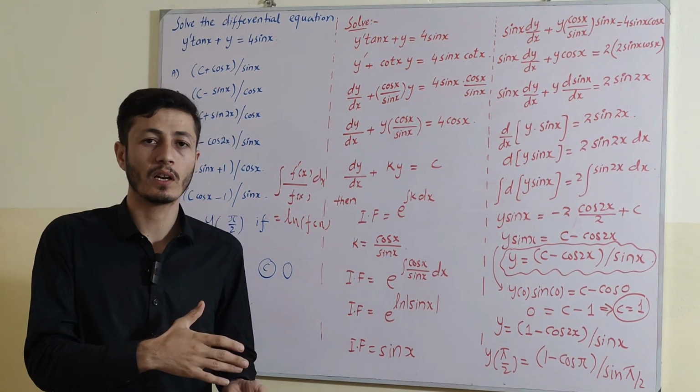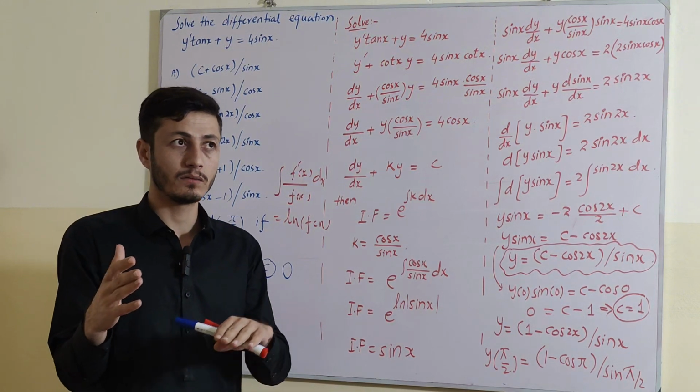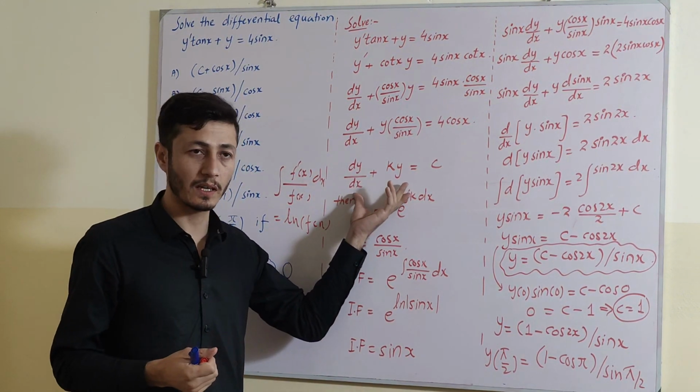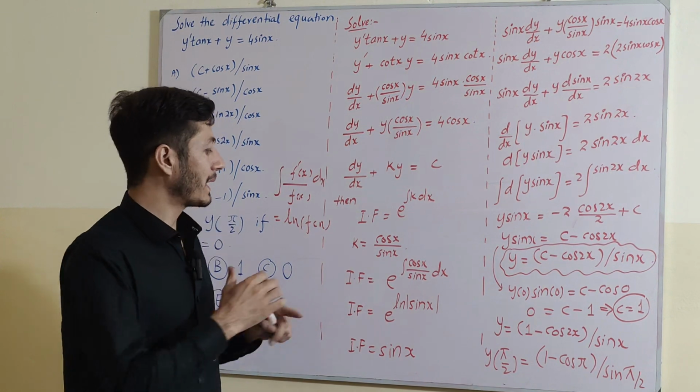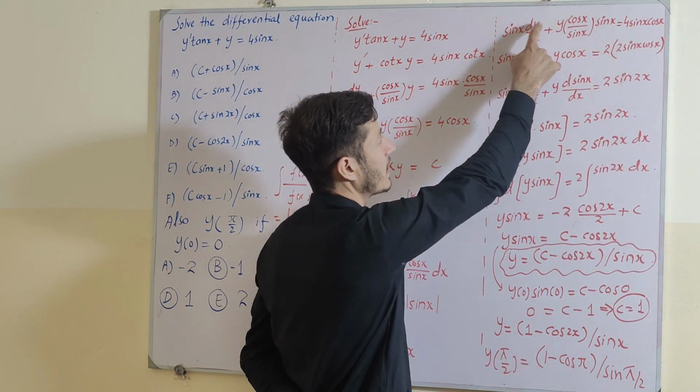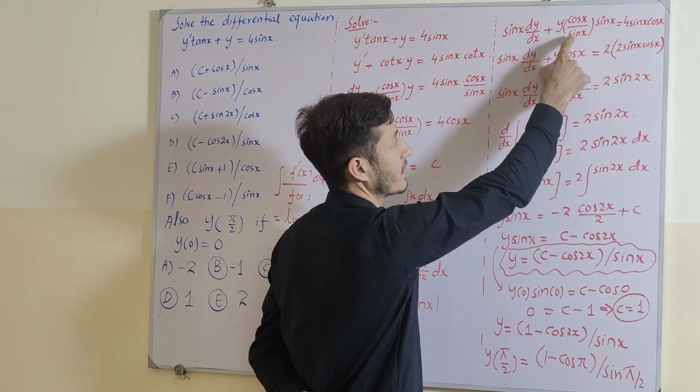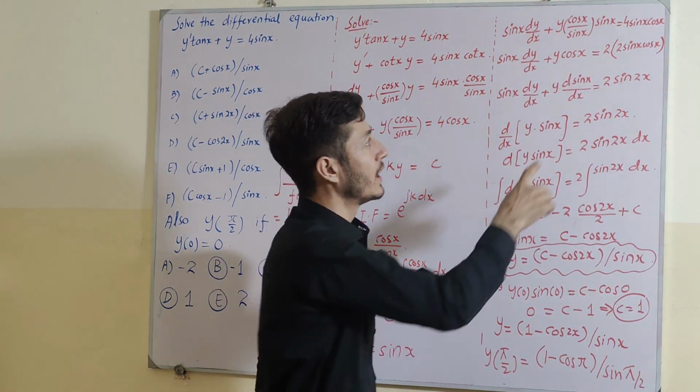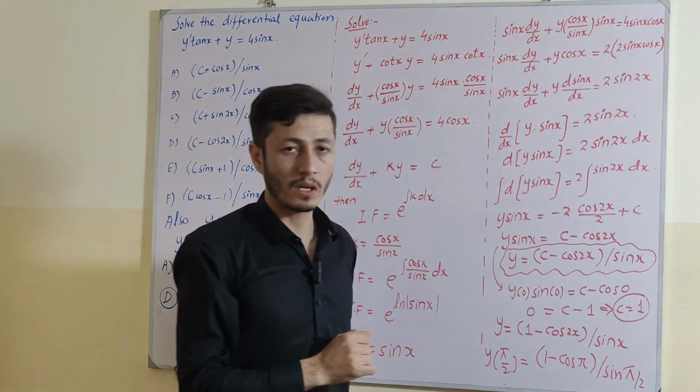Now the integrating factor has to multiply the differential equation in this format. Multiplying the sine of x with this equation gives us sine of x dy/dx plus y times cos of x by sine of x times sine of x is equal to 4 sine of x times cos of x.